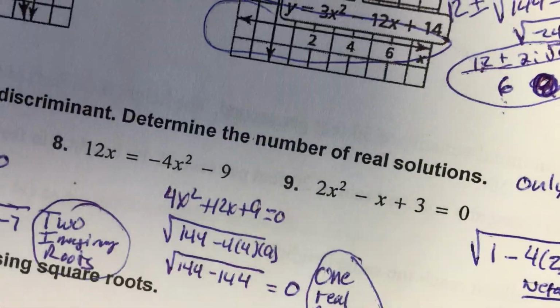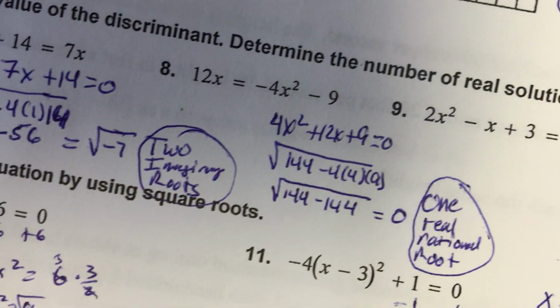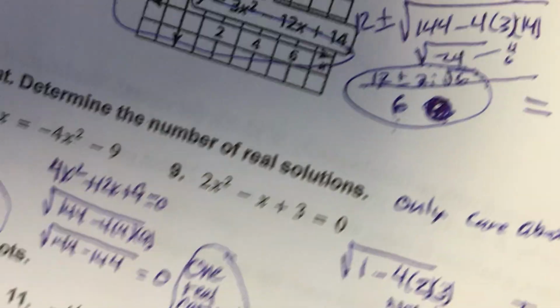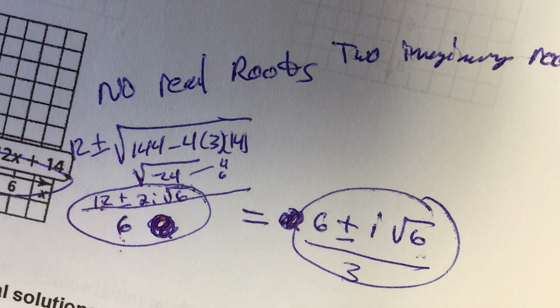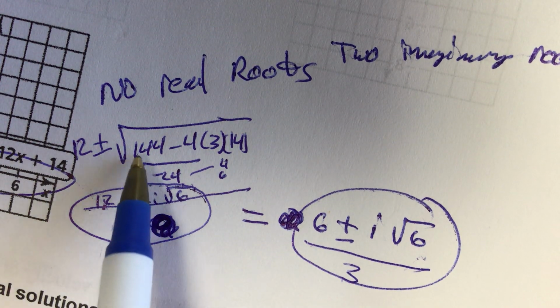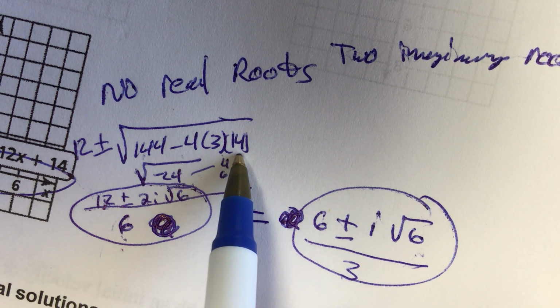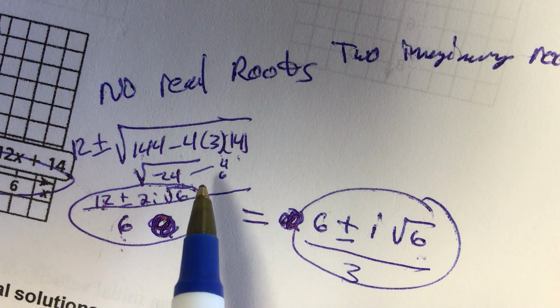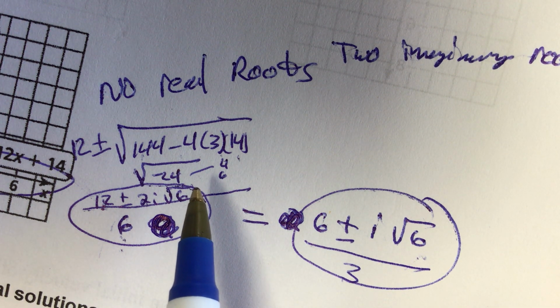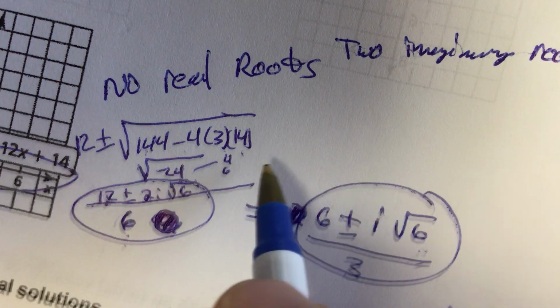Let's move on to these. This says find the value of the discriminant and then determine how many roots there are. So all I really care about, looking back at this problem, is what was under the root. So notice how the 144 minus 4 times 3 times 14, let me do 4 times 3 times 14 so you know what that is. 4 times 3 times 14 is 168.